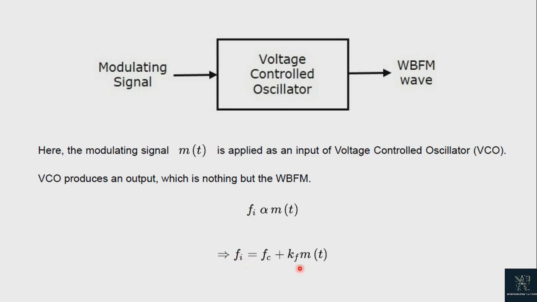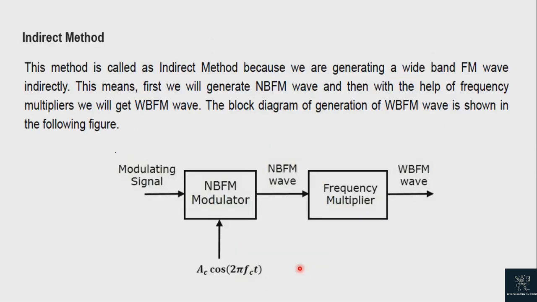Now the second method, which is the indirect method. This method is called the indirect method because we are generating a wideband FM wave indirectly. This means first we will generate a narrowband FM wave, and then with the help of frequency multipliers we will get the wideband FM wave. The block diagram of generation of wideband FM wave is shown in the following figure.